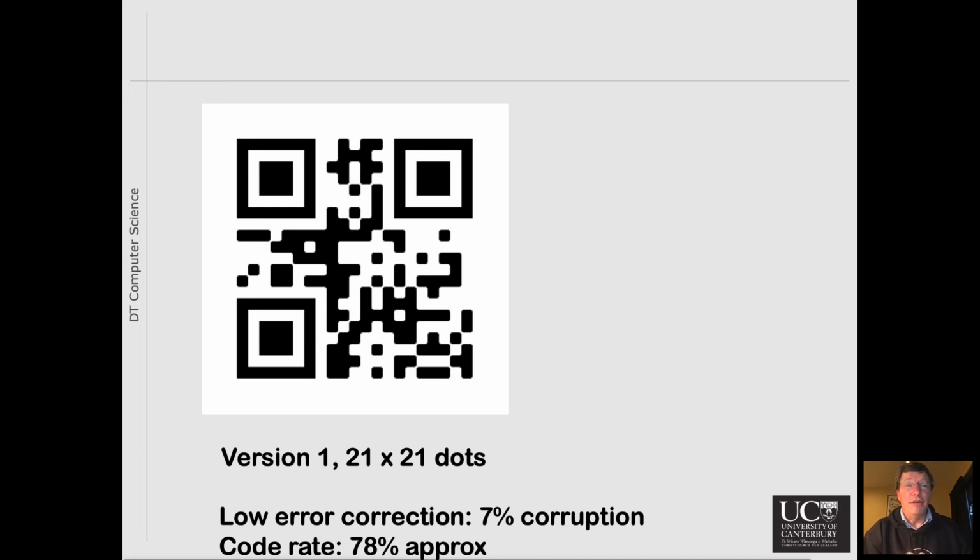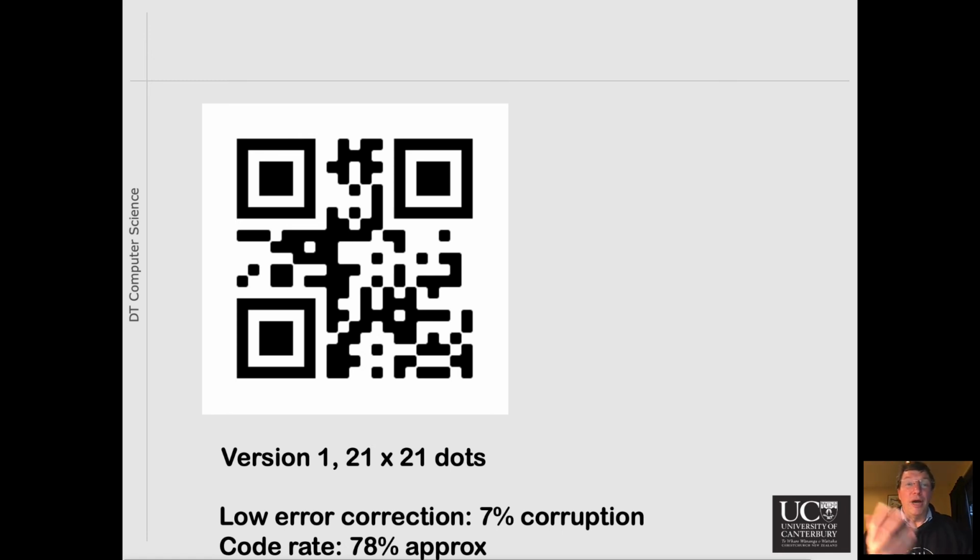At version 1, if you ask for a low error correction rate, it will only cope with 7% of it being corrupted. Now, that's actually a lot of that data that would be corrupted to get up to 7%. And the code rate there is 78%. In other words, 78% of those bits actually contain useful information, and the other 22% basically contain the Reed-Solomon codes that will be used if anything goes wrong. So it's a pretty good trade-off. You can mess with up to 7% of those bits, and you're still getting 78% of them being useful for delivering stuff.